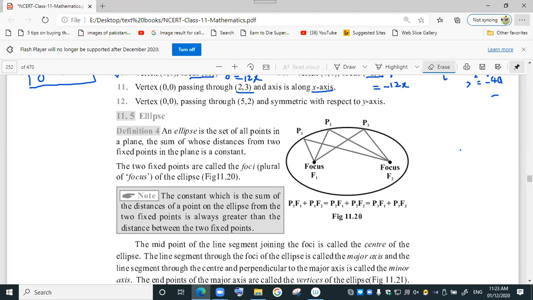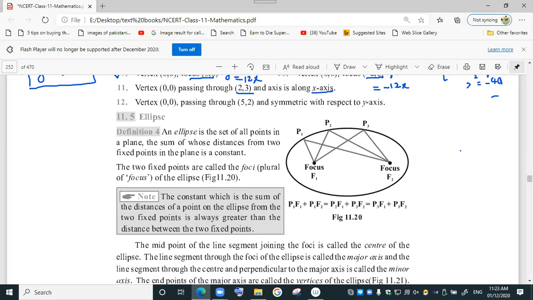Now, according to the given information, you have to think about the diagram. Vertex is (0, 0), and the axis is along the x-axis, passing through (2, 3). Where will (2, 3) lie? Both are positive, so (2, 3) will lie here in the first quadrant, and the vertex is at (0, 0). That means the parabola will be like this. The tracing will be like this, and it is passing through this point, and the vertex is (0, 0).